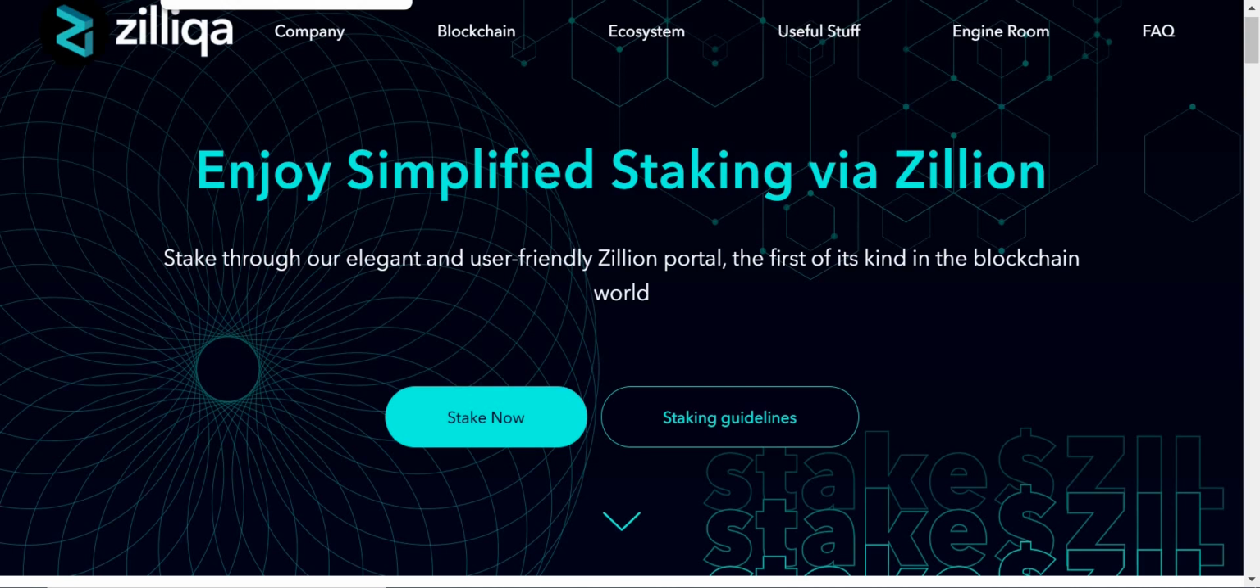This is part 2 to my previous video, which I did a couple of days ago, regarding avoiding the lockup period when you're staking your Zilliqa. I'll put that video up in the card, so you should see it up above on top of the screen now.